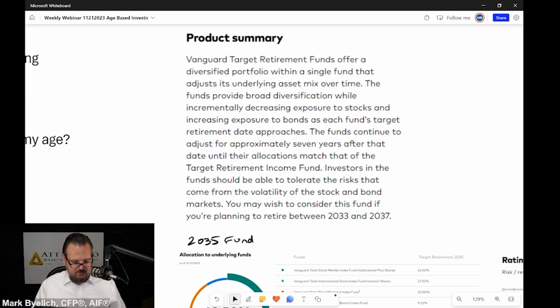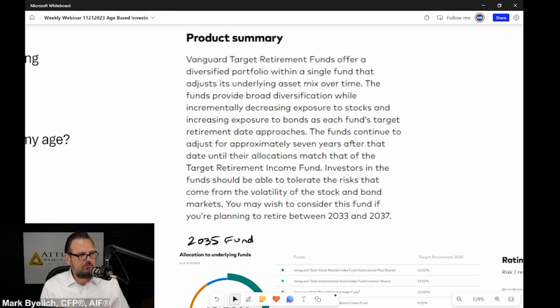So let me read this to you. The product summary for Vanguard: The Vanguard Target Retirement Funds offer a diversified portfolio within a single fund. That's nice and easy, right? That adjusts its underlying asset mix over time. Hey, good. It's dynamic. It changes over time.